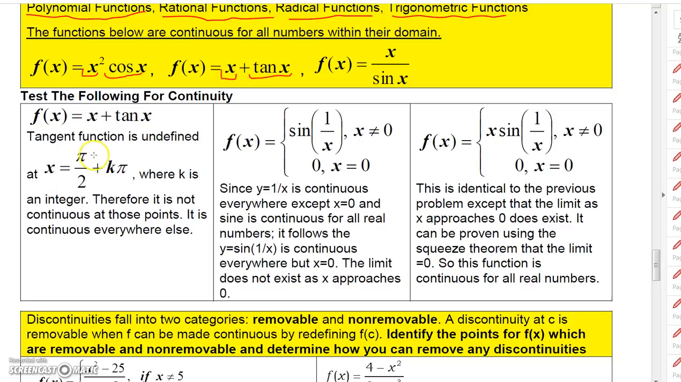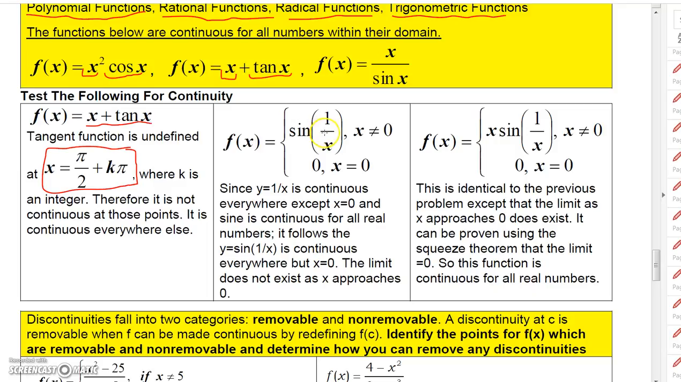So you can test for continuity. Take x plus tangent x. This function is undefined at pi over 2 plus k pi, where k is an integer. And the reason is because tangent x is sine over cosine x. So these values would not be in the domain, so this function would not be continuous at those points.